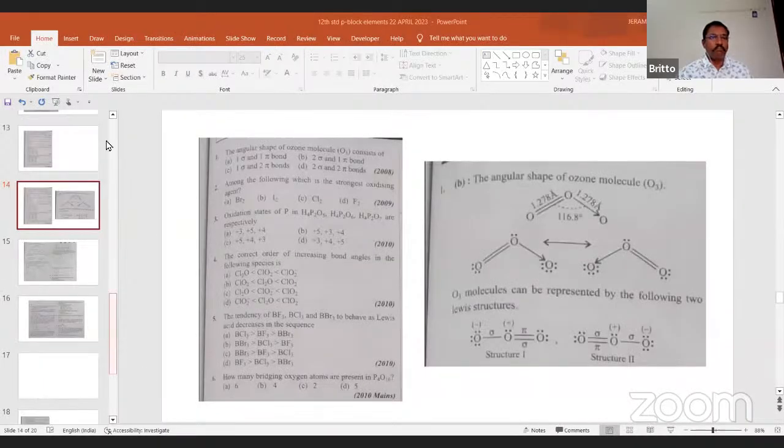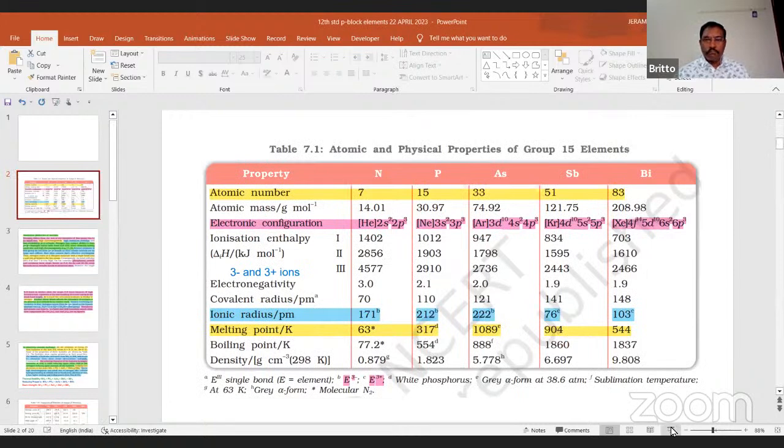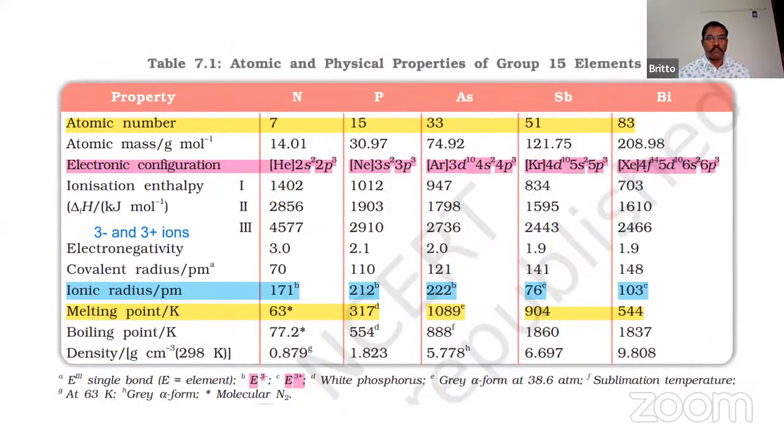Let us continue this P block elements, group 15, 16, 17, 18. Group 15, the elements present in group 15 are nitrogen, phosphorus, arsenic, antimony, and bismuth.